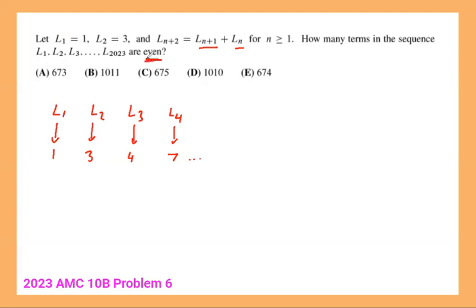Since we are looking for the number of even terms in this whole sequence, we just need to see how many odd and how many even terms we have on that list, right? So I will just find out their parity. 1 is an odd number, 3 is also odd, 4 is even, and then 7 is odd. And if you continue, even plus odd would be another odd: 4 and 7 is 11, an odd number.